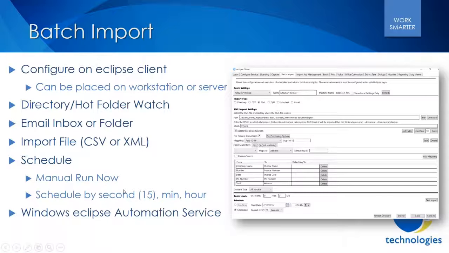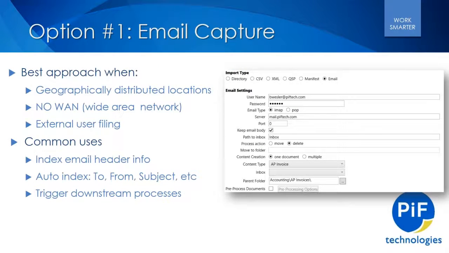I'm just going to refresh here. And here's an example of monitoring a directory. So I'm monitoring this particular folder. And when I grab the file in that folder, I'm going to put it into the AP invoice content type. Okay. And I'm going to schedule that to run every 15 seconds. Okay, so basically this is just like a hot folder monitoring.